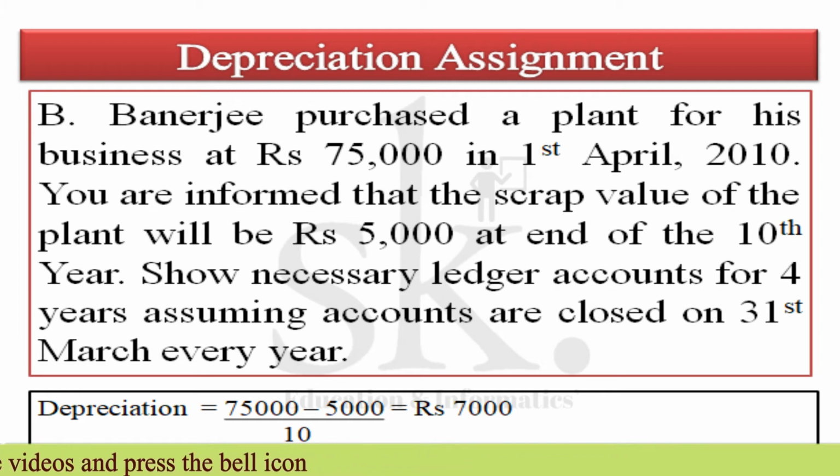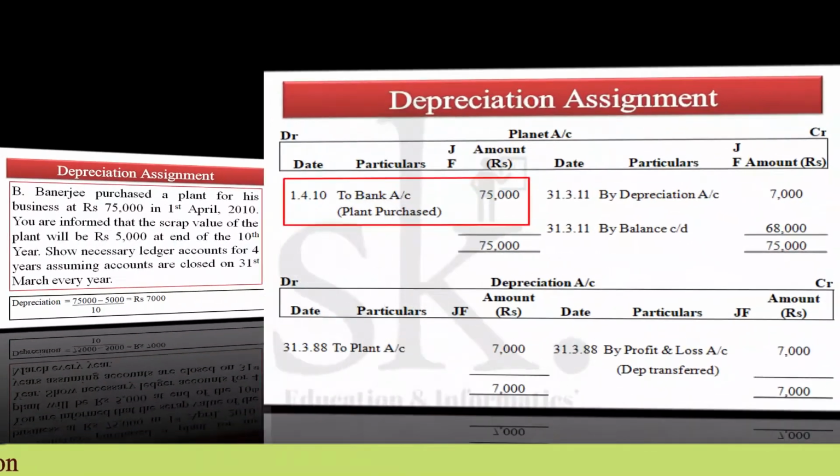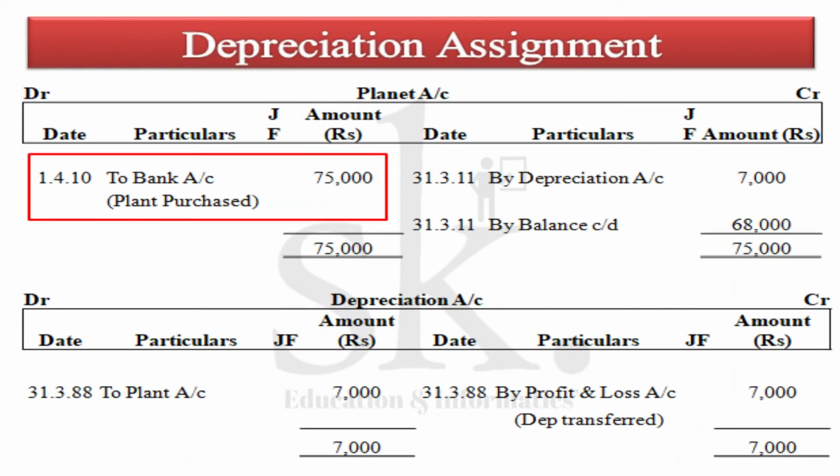Now how do we proceed? We open up two ledger accounts. One is a plant account, or the asset account, which has been mentioned in this particular problem, and the second is a depreciation account. We have been asked to open up the necessary ledger accounts. Therefore, we have opened both the plant and depreciation accounts.